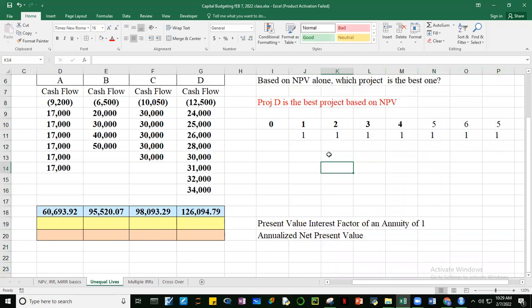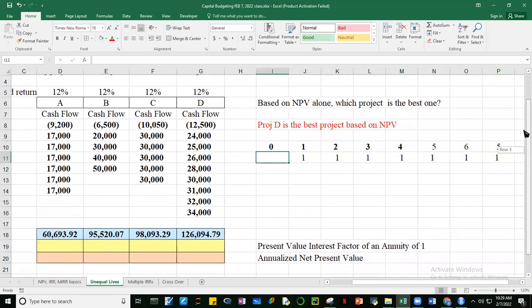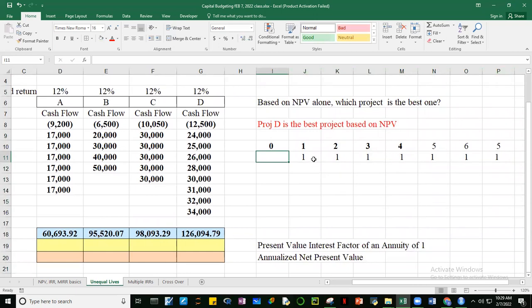Meron tayong annuity ng 1, tapos kunin natin yung present value nito. So what's the present value of this? Anong present value ng 1, 1, 1, 1, 1, 1 for the next 6 years? 1, 2, 3, 4, 5, 6. Ano yung present value niya? Okay, so let's compute for that.